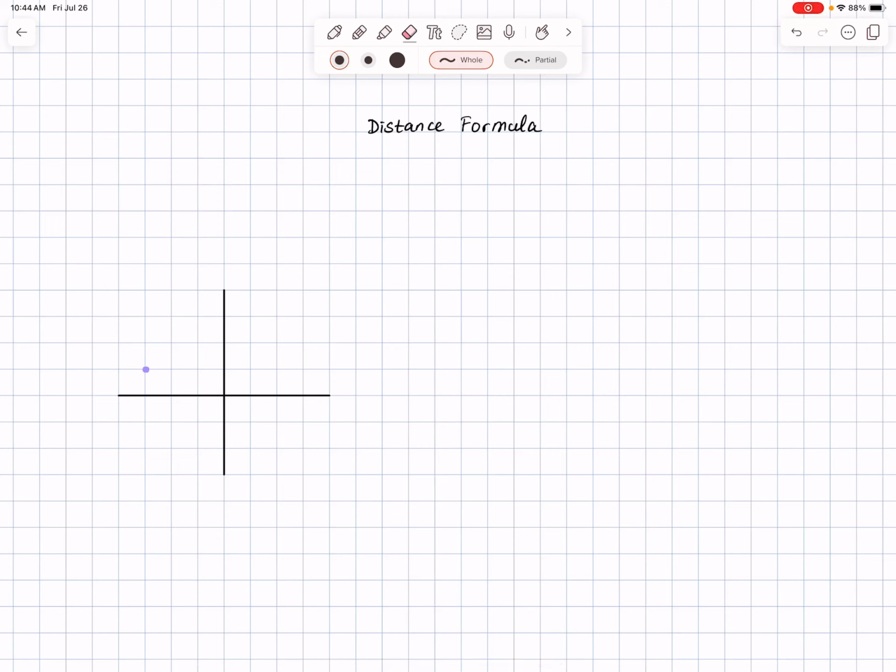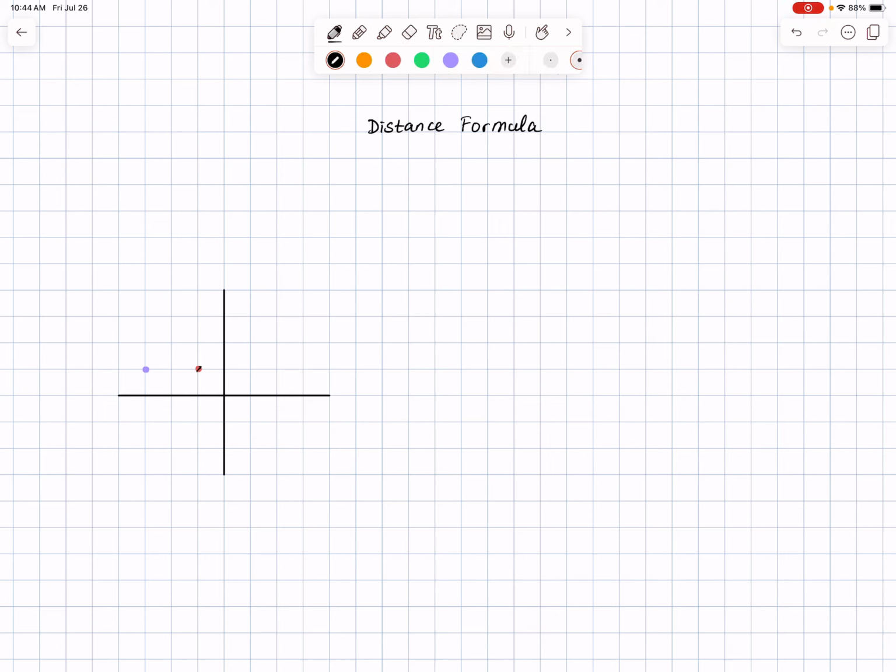Hey guys, in this video we're going to be talking about the distance formula. So let's say we had this graph over here and we had this purple point and this red point right here. So we can easily tell the distance between them is just 2 units, right? So 1, 2, that's 2 units.